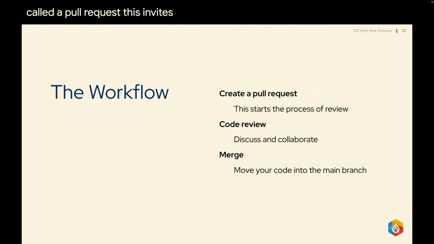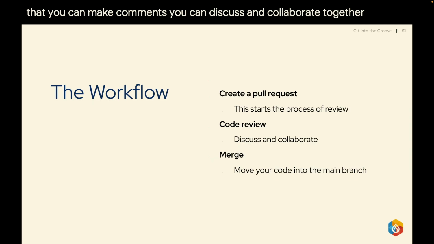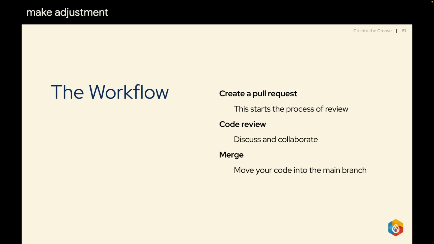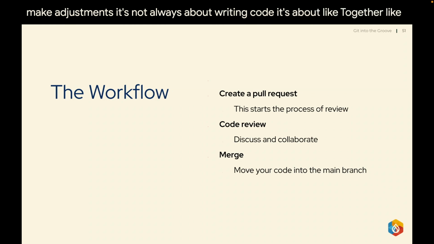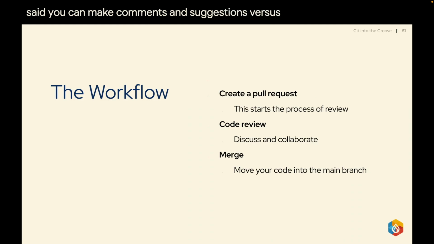This invites others to review your work, and it starts that collaboration process. Your colleagues provide feedback, they ask questions, they suggest improvements to ensure the code is solid. All of this is happening on the web, so people can see that. We have Drupal.org and GitLab that helps us see that. You can make comments, you can discuss and collaborate together. You can make adjustments. It's not always about writing code. It's about working together. Like I said, you can make comments and suggestions versus just working in the code.